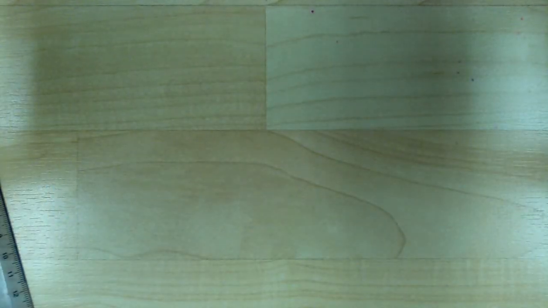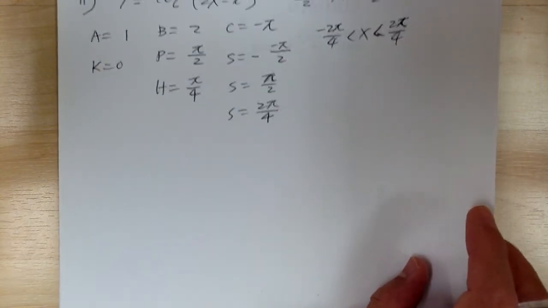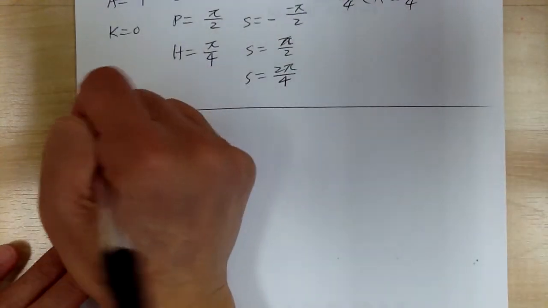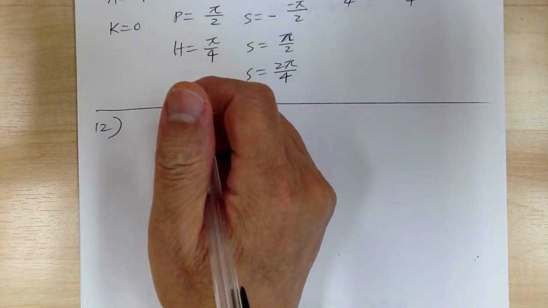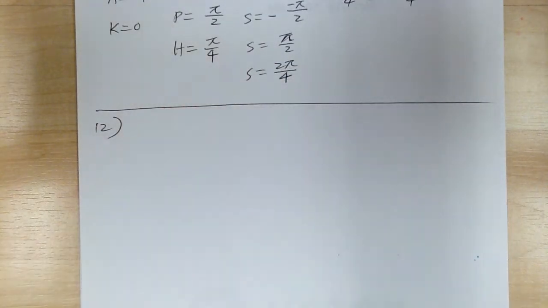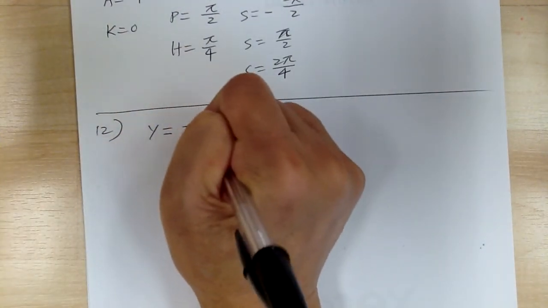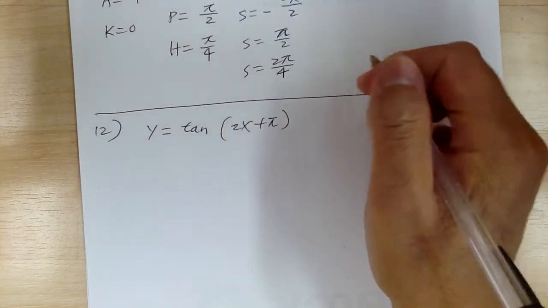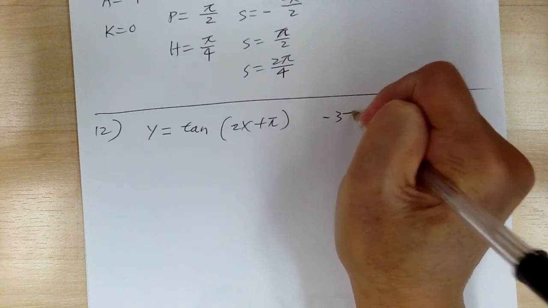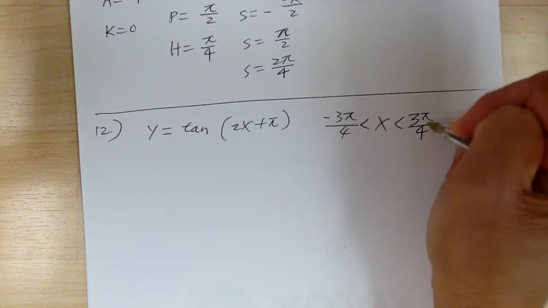Okay, let's go to how to graph the negative tangent and cotangent. Let's go to number 12. Okay, number 12, you've got y equal to tangent 2x plus pi, and you want to go from negative 3 pi over 4 to 3 pi over 4.